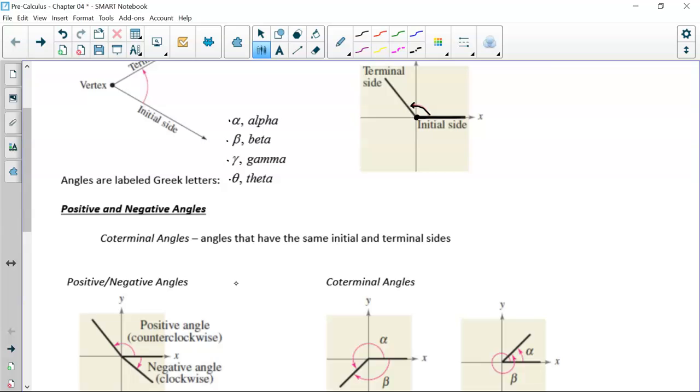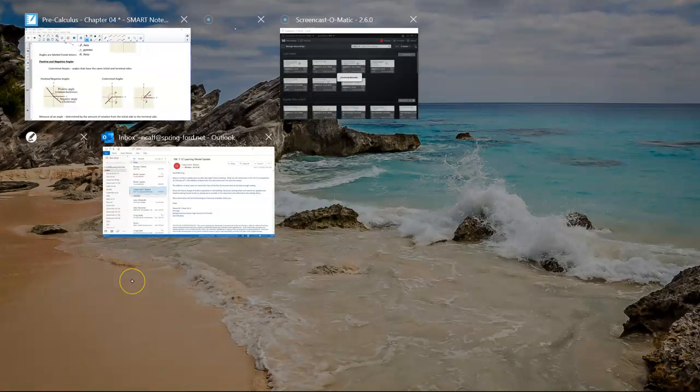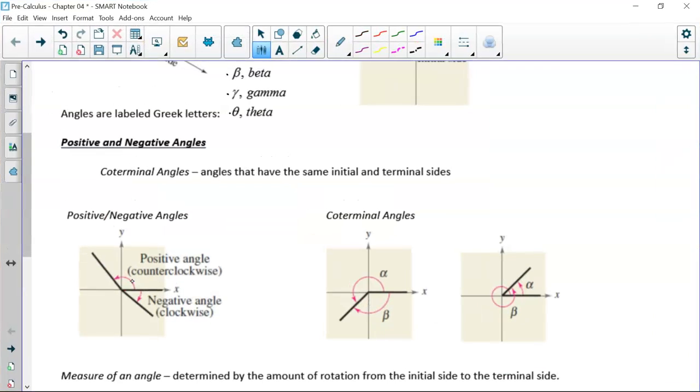Now we can have positive and negative angles. And when we have what are called coterminal angles, those are angles that have the same initial and terminal sides. So when we talk about an angle that has a positive angle measure, we're saying it's going counterclockwise. So counterclockwise is positive, and clockwise is going to be our negative.